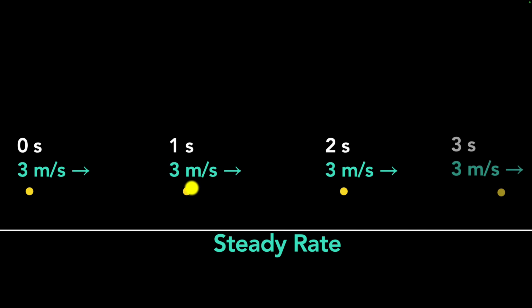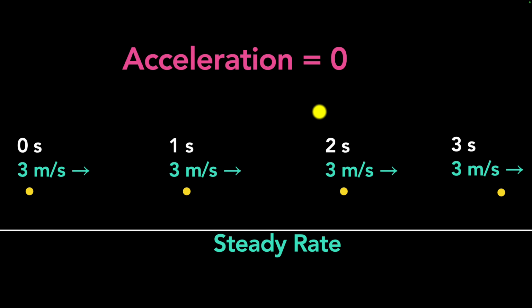Okay, what about the last case? Well, in the last case, the object's velocity is the same. It's neither speeding up nor slowing down. It has a constant velocity. What about its acceleration now? Well, the velocity is not changing at all. Therefore, it is not accelerating. In other words, its acceleration is 0.